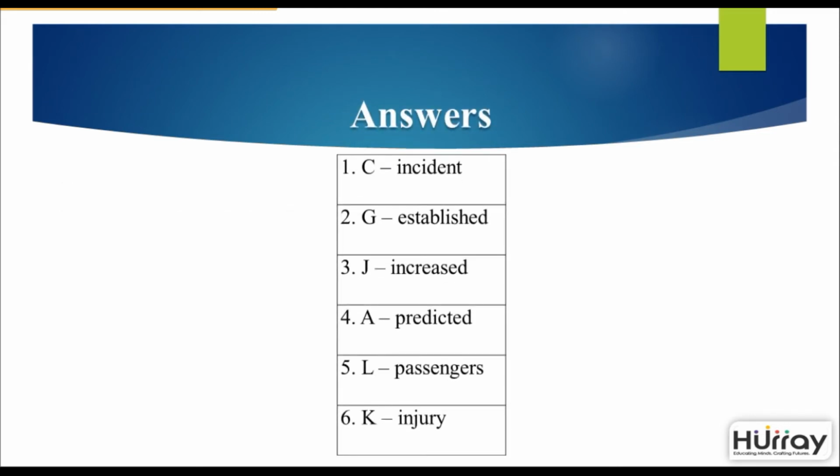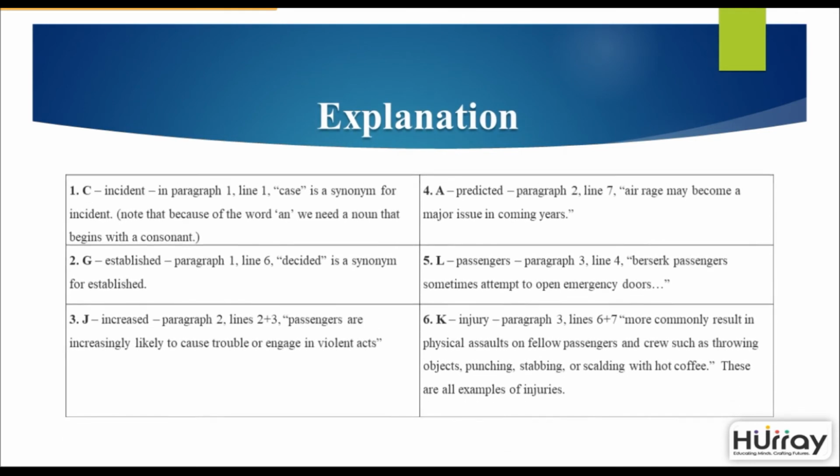These are the answers. 1 C incident, 2 G established, 3 J increased, 4 A predicted, 5 L passengers, and 6 K injury. Let's see the explanation for these answers.